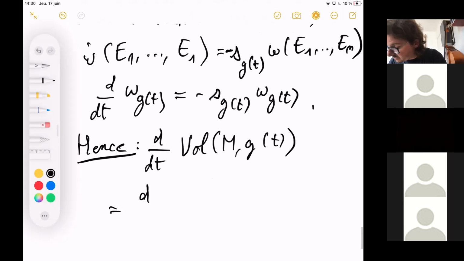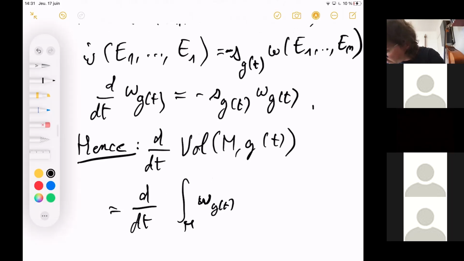So this will be equal to the integral of omega. So once again, if you differentiate integrals, the volume form will be changing, so you have to be careful at first. And this is minus the integral of the scalar curvature.